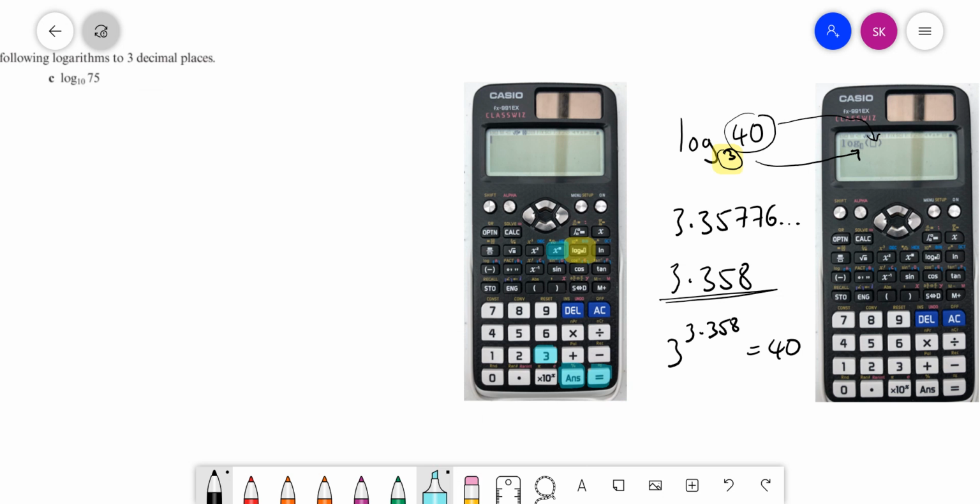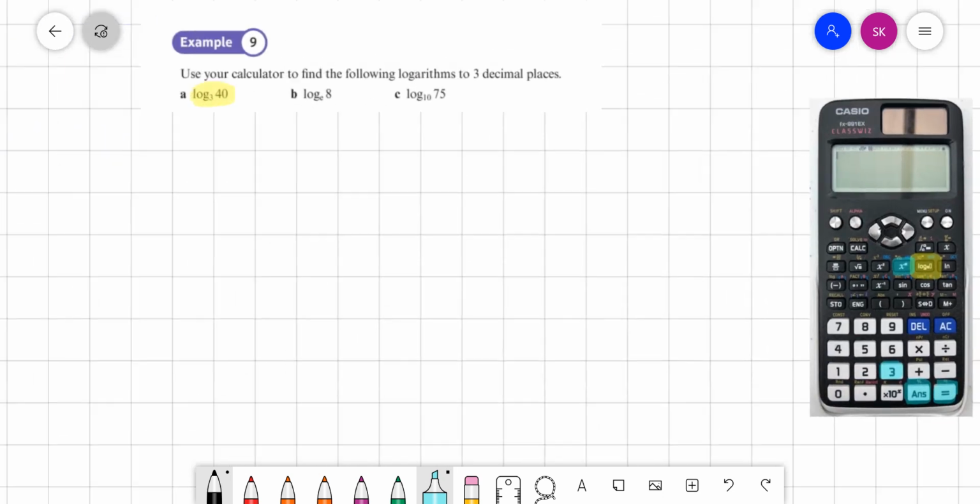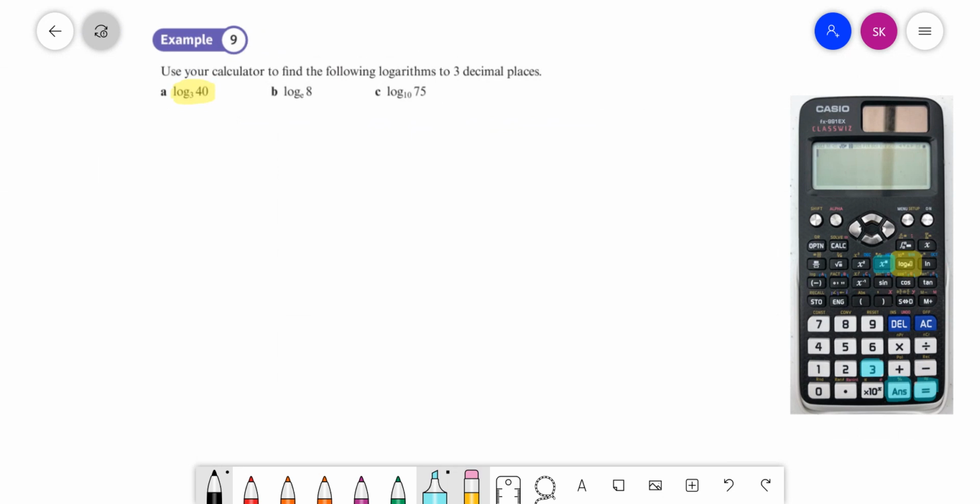So I want you to pause the video and have a go at doing that for the other 2 questions for parts B and C. Press play when you're ready for me to tell you the answers. So for part B, there's nothing more I need to say other than that the answer is 2.079. And for part C, the answer is 1.875.